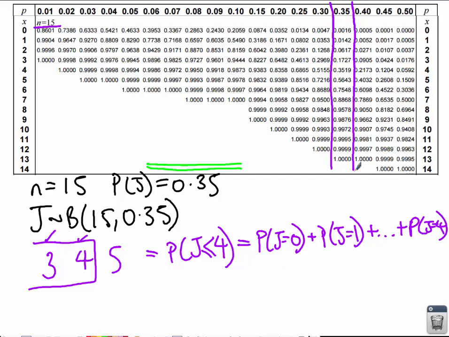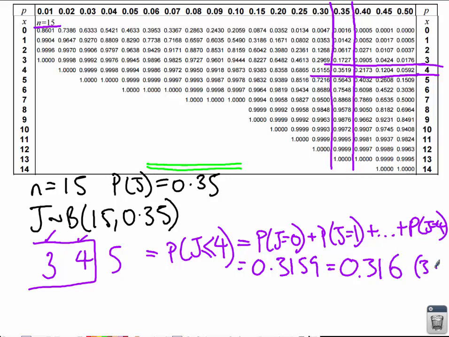Now, we want less than or equal to 4. So you want to find 4 on your table. It's over here, and look across. The number we want is 0.3519, which to 3 significant figures is 0.352.